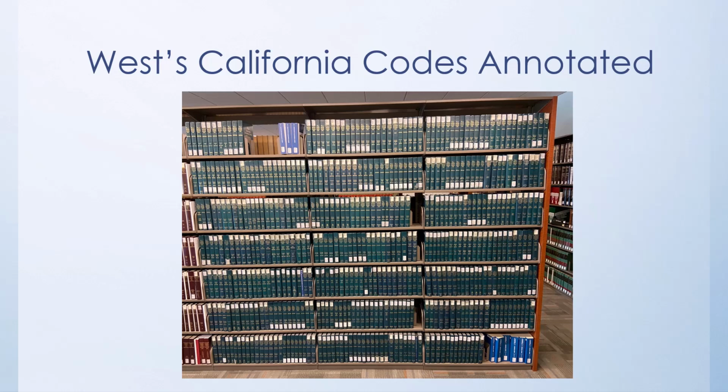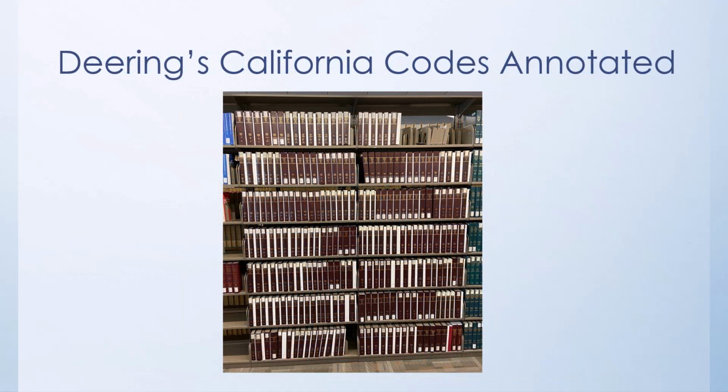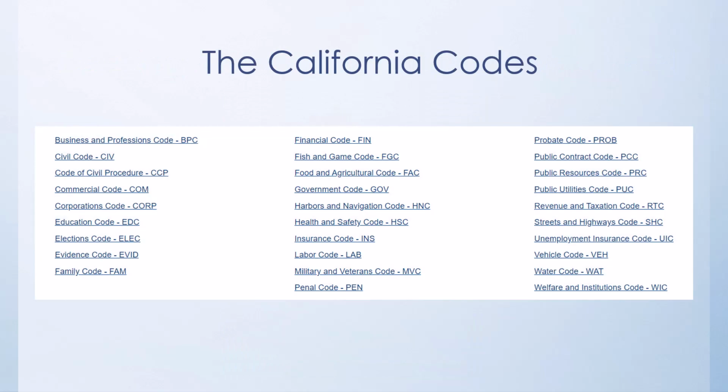Here, I'll give you some sense of the size of the California codes. This is a picture of the entire set of West California Codes Annotated at the Indio Library. And this is a picture of the entire set of Deering's California Codes Annotated, also at the Indio Library. These are the individual codes that comprise the California Code.